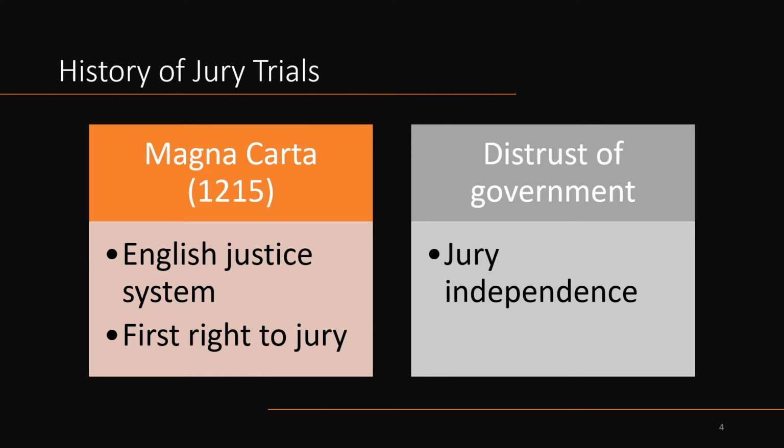Let's talk about a little bit more of the history. The Magna Carta in 1215 dealt with the English justice system, and it is England's first mention of the right to a jury trial. And again, if you remember, Magna Carta was one of the first written limits on the power of kings in England. And so this was just another way to check the powers that be. And why did this occur? Well, really because of the distrust of government. And because of that, juries were given a rather broad independence. As we'll discuss later on, juries' powers to decide cases are virtually unchecked, and they can pretty much decide a case however they choose.